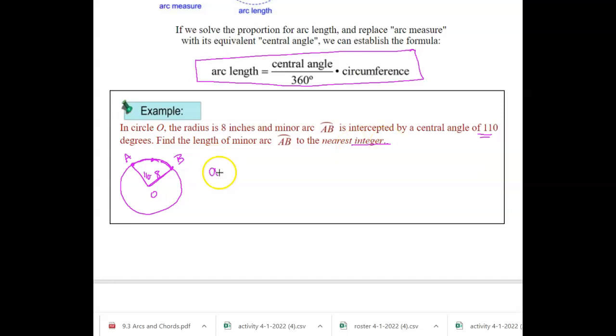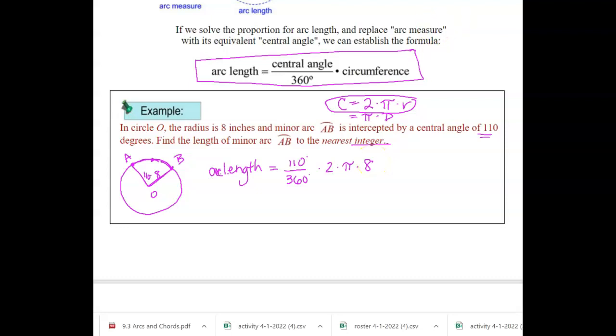So we've got our arc length is equal to my central angle out of my whole circle, and then times circumference. Remember, circumference equals 2 times pi times radius, or you could do pi times diameter. They're both equivalent, so you can use whichever one you want. I am so used to this one, so that's what I'm going to use. So 2 times pi times my radius, which is 8.